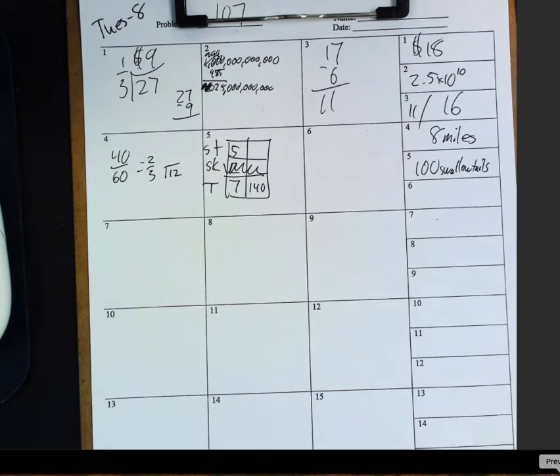And I have 100 swallowtails. Number 6, the average cost of a new car increased 8% in 1 year. Before the increase, the new car was $16,550. What's the average cost after the increase?